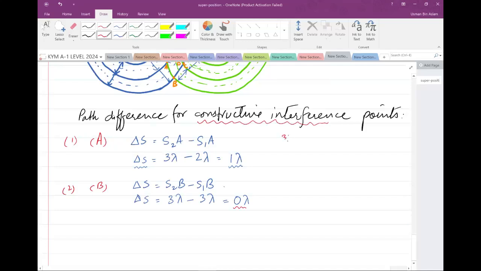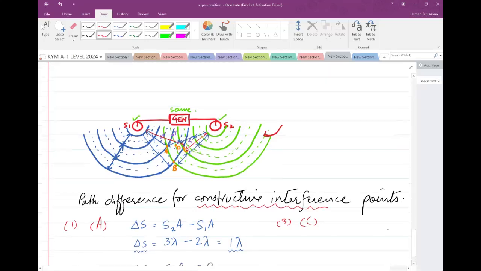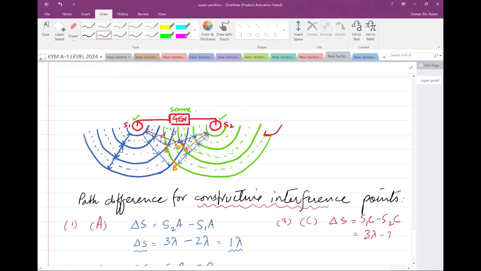For point C, the distance from S2 to C is going to be 2 wavelengths, and the distance from S1 to C is going to be 3 wavelengths, right? So the path difference in case of C, delta S, is equal to S1C minus S2C. Why have I written S1C first? Just so that I can write the bigger value first. 3 lambda minus 2 lambda gives me 1 lambda as the path difference.